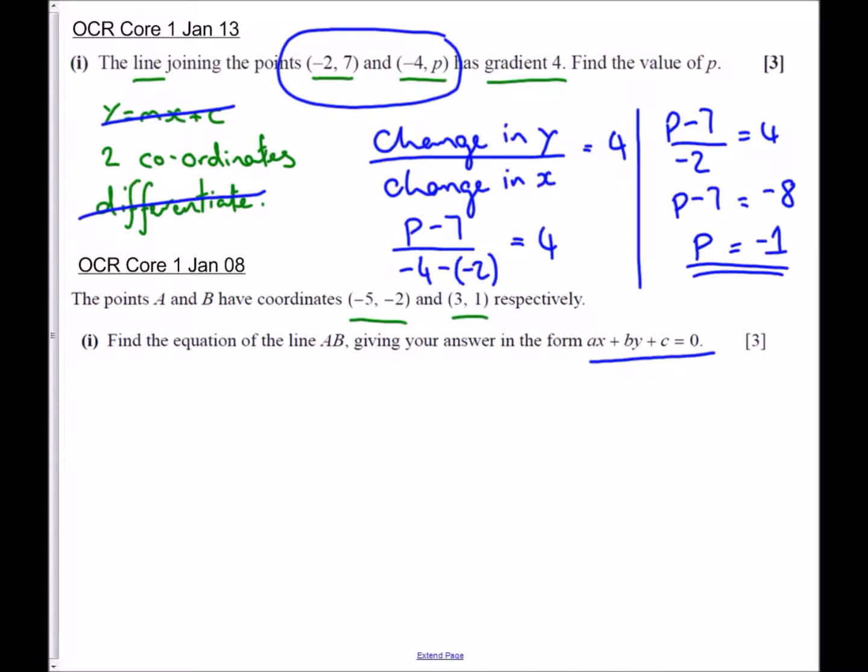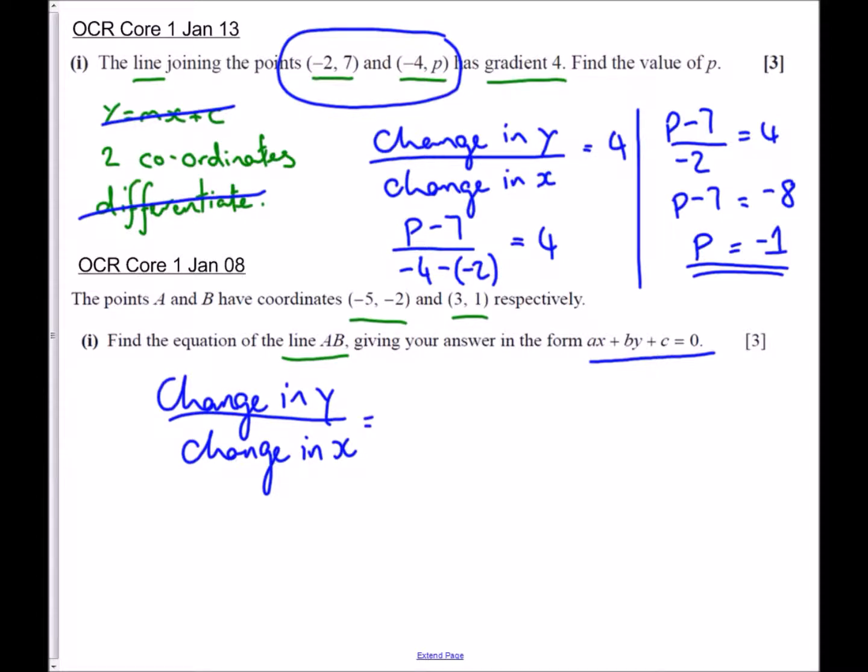So again, there are three ways that I could find the gradient. It's not going to be y equals mx plus c because I don't have an equation to rearrange into that form. It's not going to be differentiation because we're looking at the equation of a line. It tells us that here. So it must be using the two coordinates to find the gradient. So again, I'm going to say the change in y over the change in x.